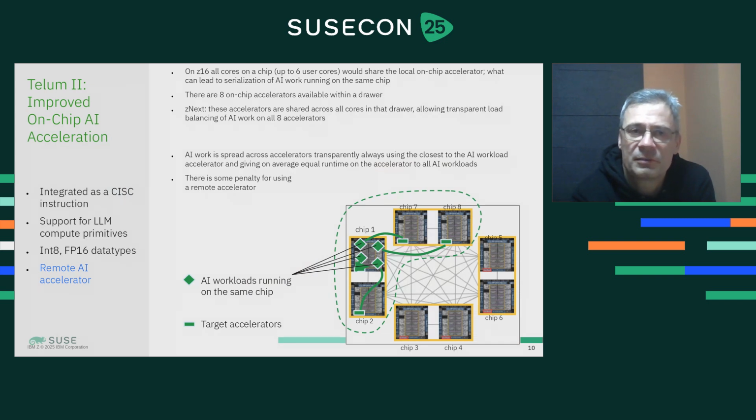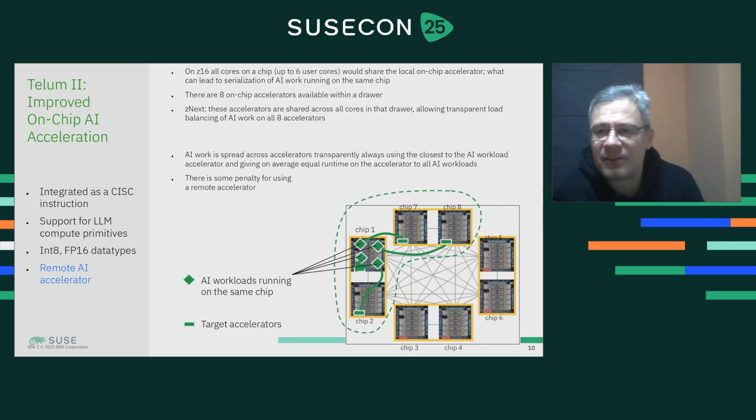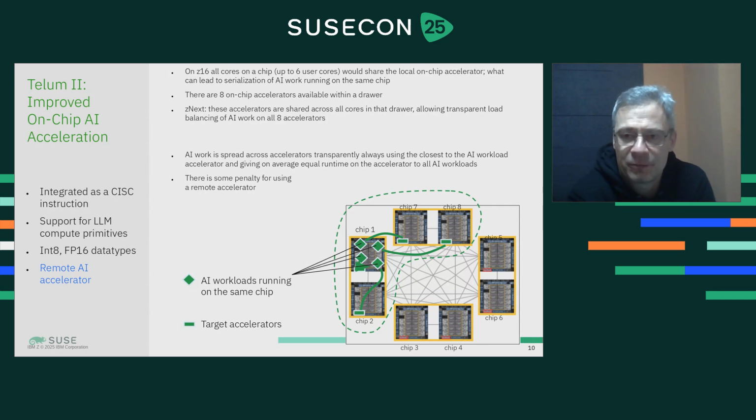Now, as far as a remote AI is concerned, here's an illustration of what that looks like. As you might know, each chip has a total of up to 8 cores, 6 of which are usually available for users. The others are used for things like I/O, for instance. And they all share a single AI unit, as we saw a couple of slides before.